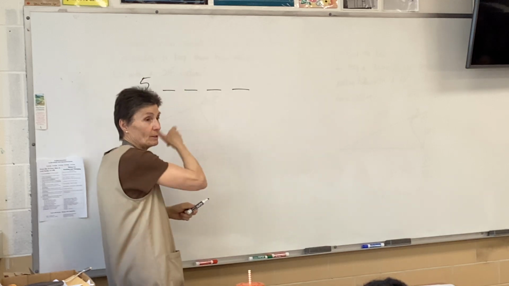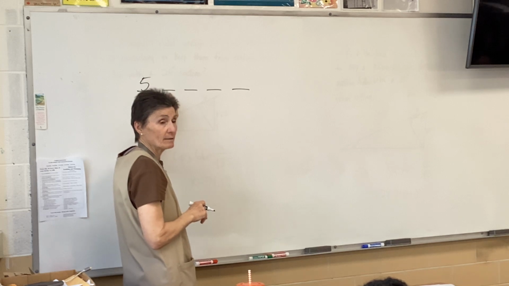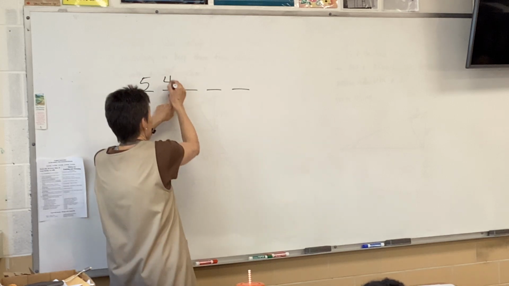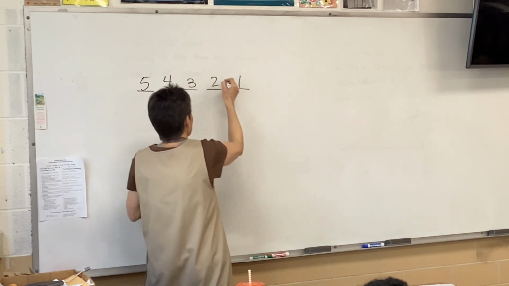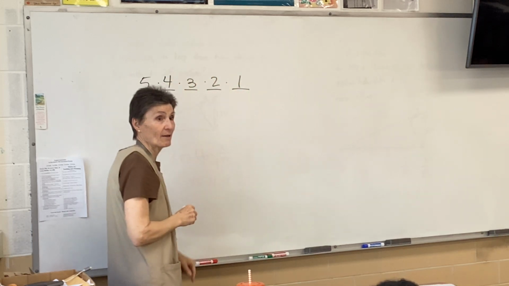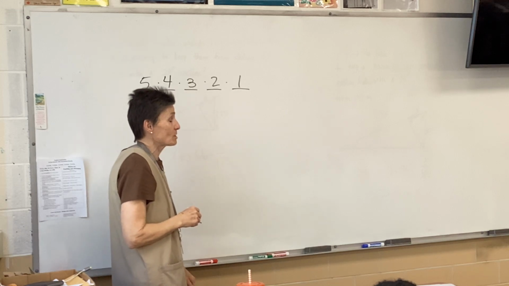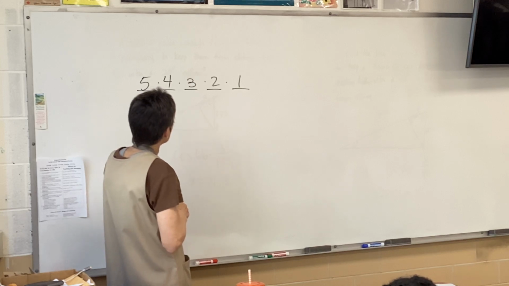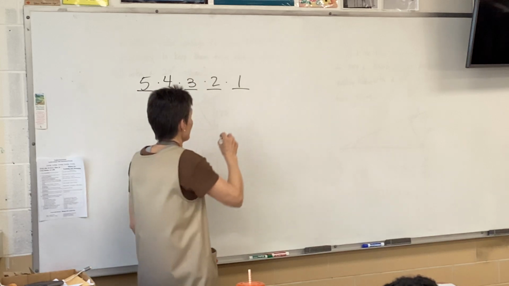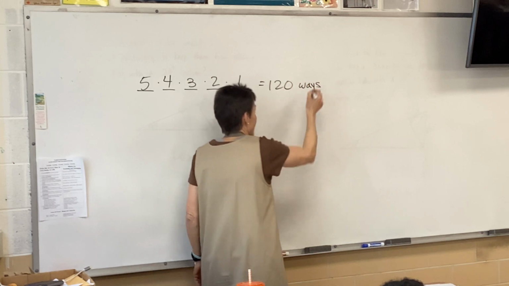So I grab one, I put it down. Now, how many choices do I have for this spot? 4. And then 3, 2, and 1. And these are all multiplied together. So it's 5 times 4 times 3 times 2 times 1. So you certainly could do that on your calculator. That's 120. So there's 120 ways that I can do that.